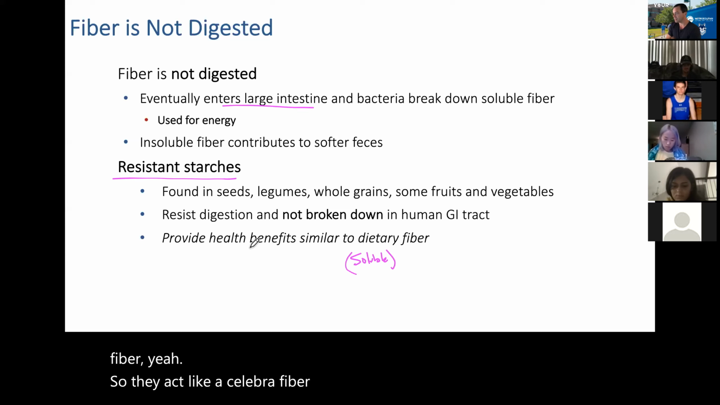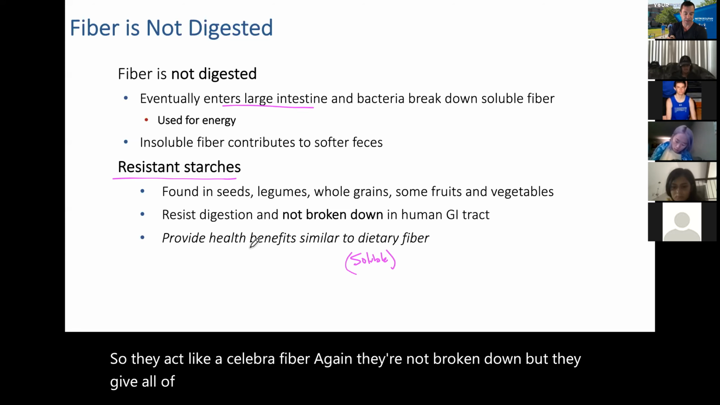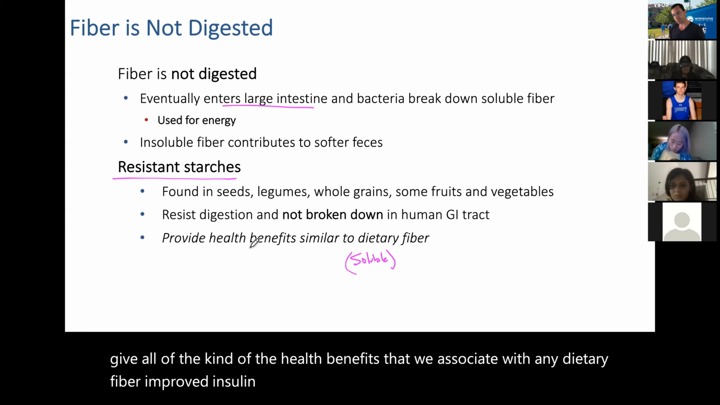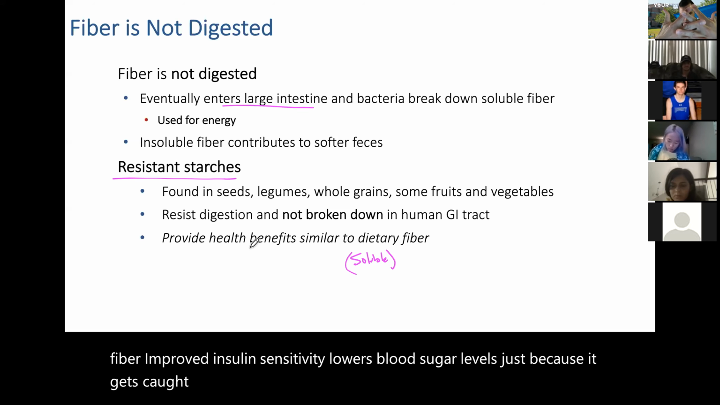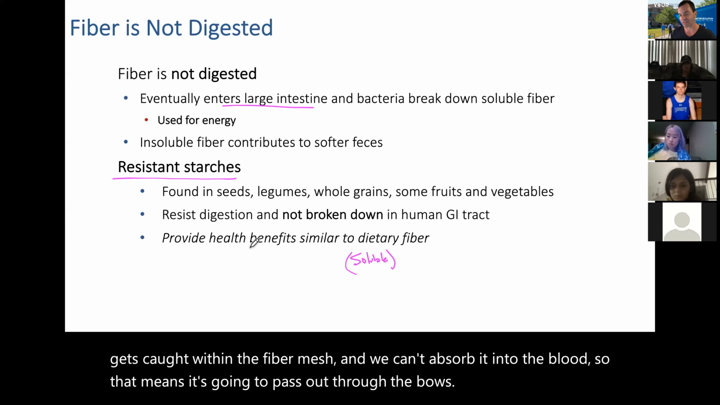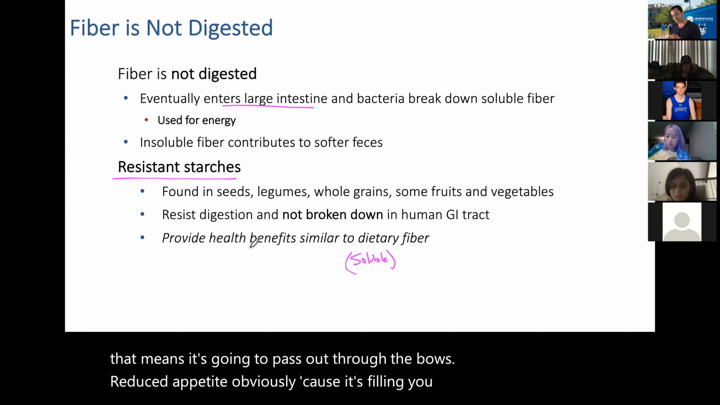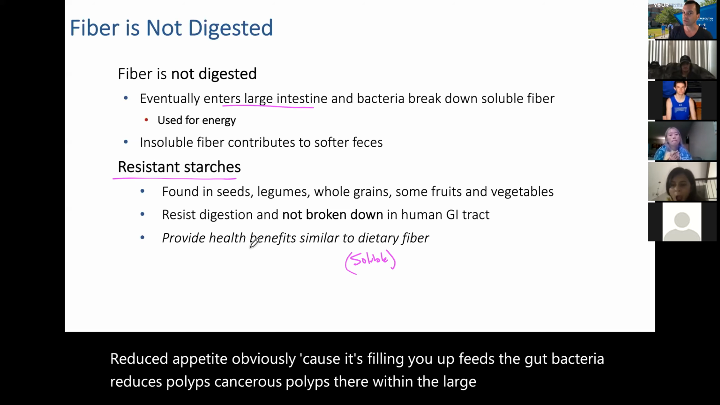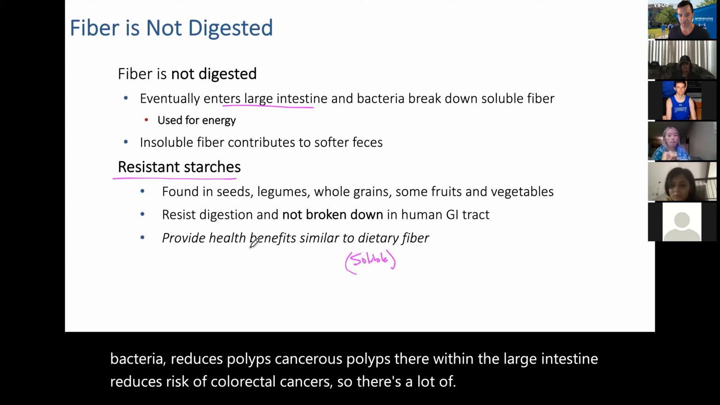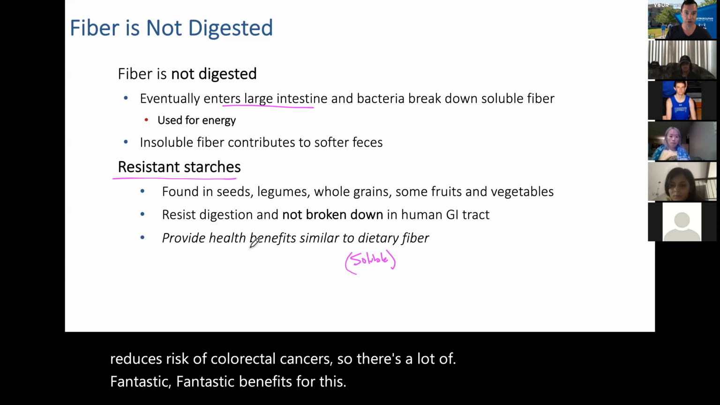Again, they're not broken down, but they give all of the kind of the health benefits that we associate with any dietary fiber. Improved insulin sensitivity, lowers blood sugar levels, just because it gets caught within the fiber mesh, okay? And we can't absorb it into the blood. So that means it's just going to pass out through the bowels. Reduced appetite, obviously, because it's filling you up. Feeds the gut bacteria, reduces polyps, cancerous polyps there within the large intestine, reduces risk of colorectal cancers. So there's a lot of fantastic benefits for this resistant starch, for fiber.